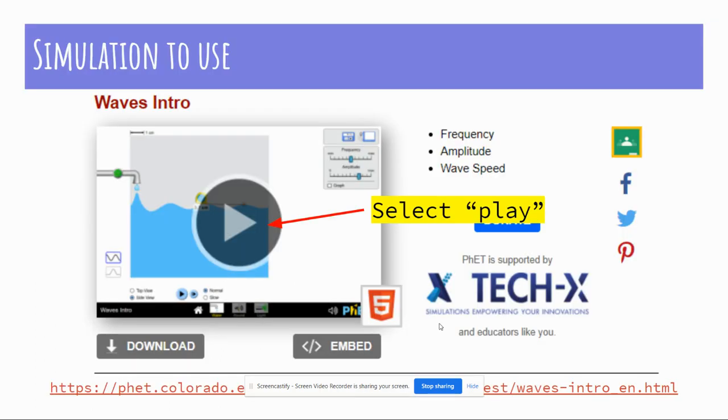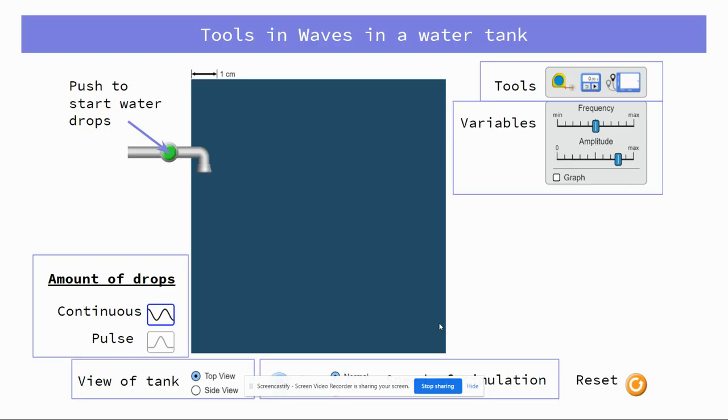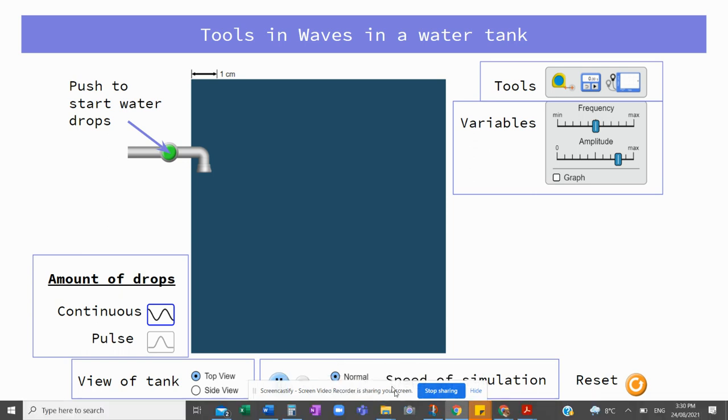We're using a simulation called Waves Intro. This is showing you how to use it: we're basically going to start dropping water into this tank. We want to have the drops on continuous, so they keep dropping. You can see the waves instead of just one drop. We want to look at the tank from the top. Currently, I think it's the side, and we want it on normal speed.